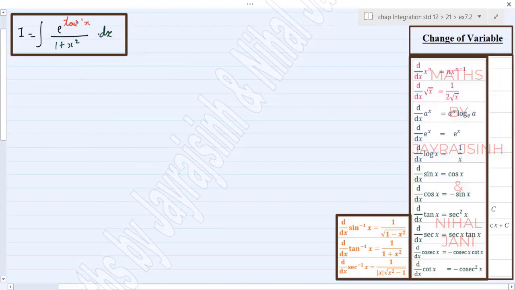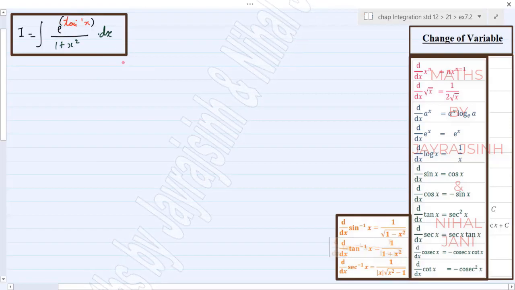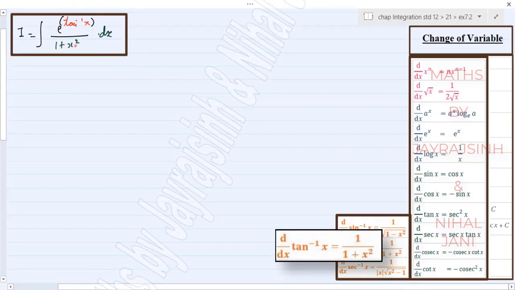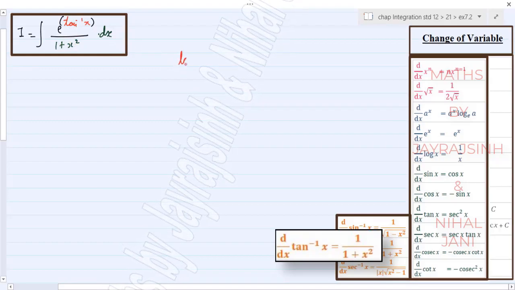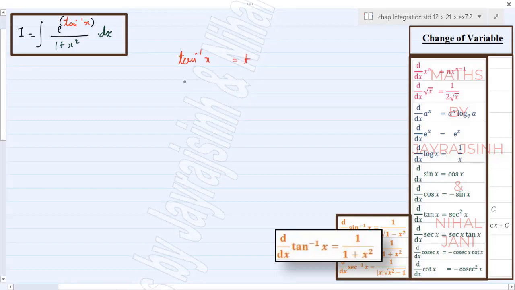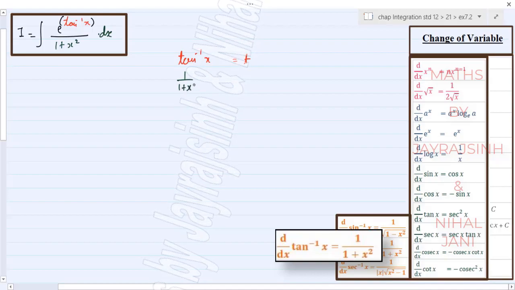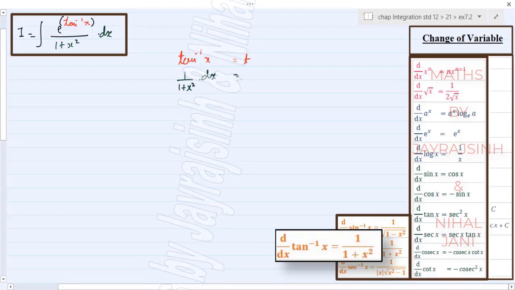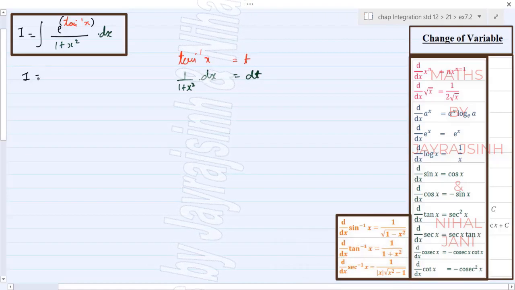Here we have to integrate e raised to tan inverse x upon 1 plus x square. Here tan inverse x is your inner function, and its differentiation is also available within the multiplication of dx, which suggests that we have to assume tan inverse x is equal to t. Let's differentiate both the sides. We will get 1 upon 1 plus x square dot dx is equal to dt. So we are ready to modify our integration.